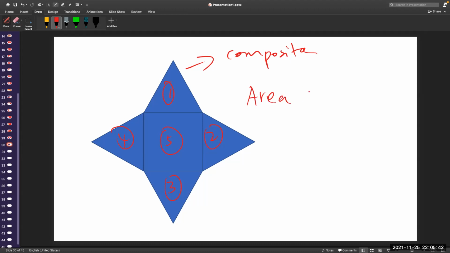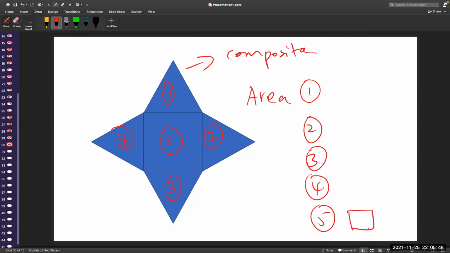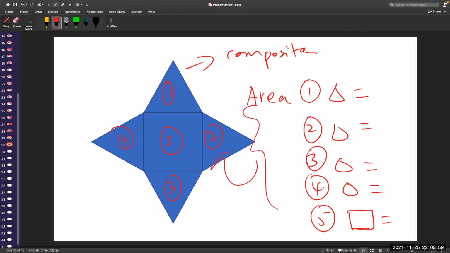You just have to find out the area of 1, area of 2, area of 3, area of 4, area of 5. Area of 5 is a square. The rest are triangles, and they are the same. So you find them out, and then ultimately you just add them up. Then you will get the area of this composite figure. All right, so this is the technique, this is the approach.